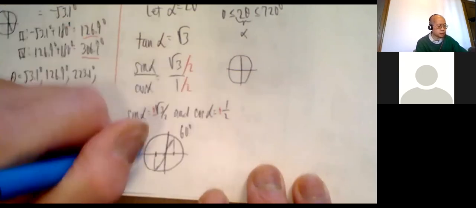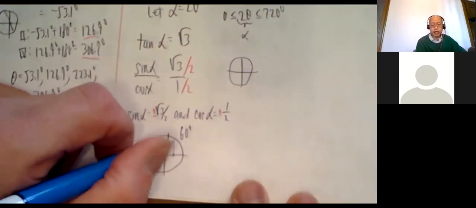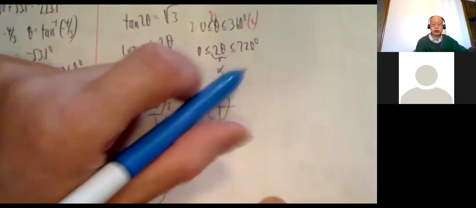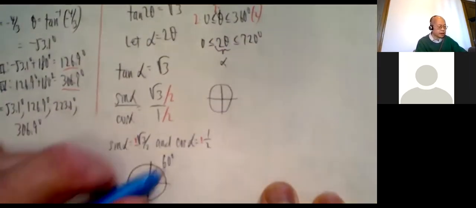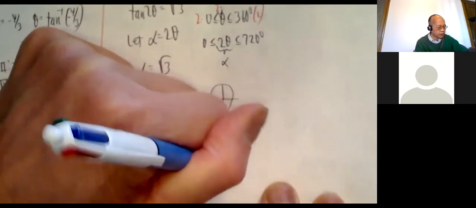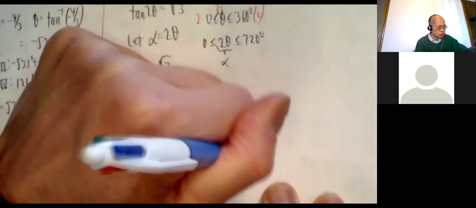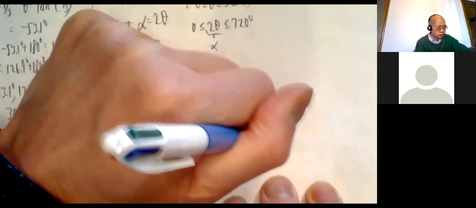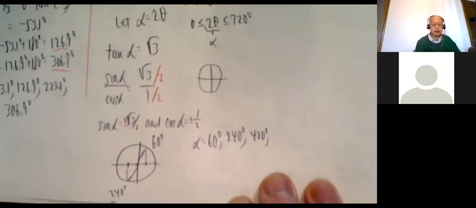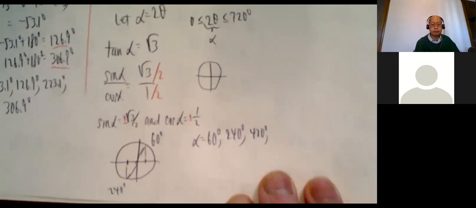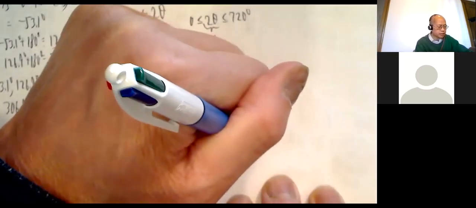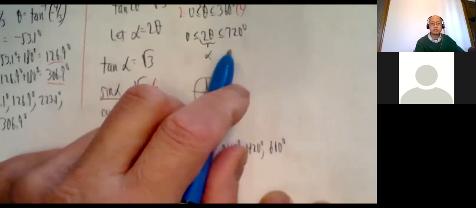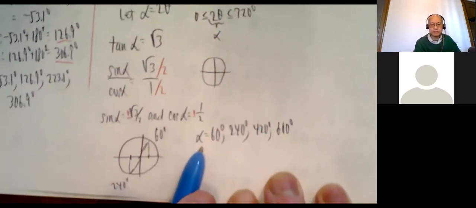Okay, so this is 60 degrees. Add 180 to get 240. But we have to go around twice. So add another 180 and add another 180. Okay, so alpha is 60 degrees, 240 degrees. Add another 180, 420. Add another 180, that would be 600, because we're allowed to go between 0 and 720 degrees.